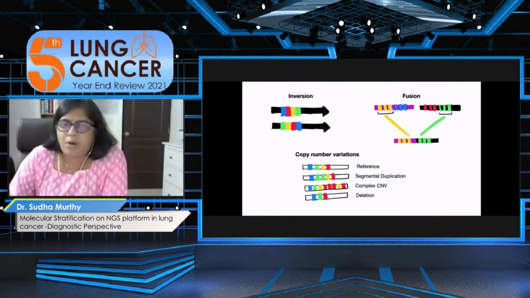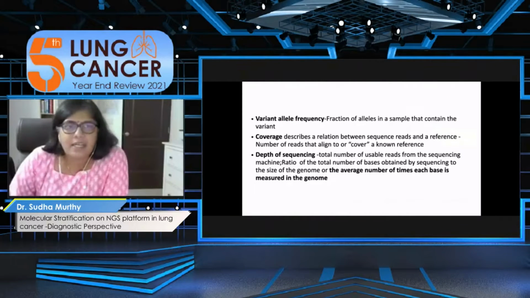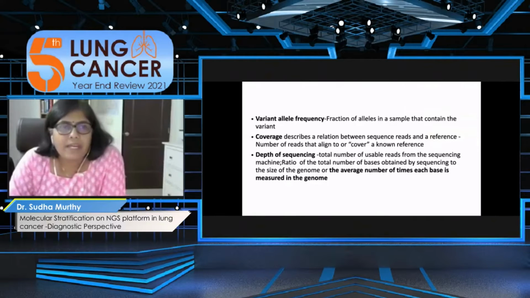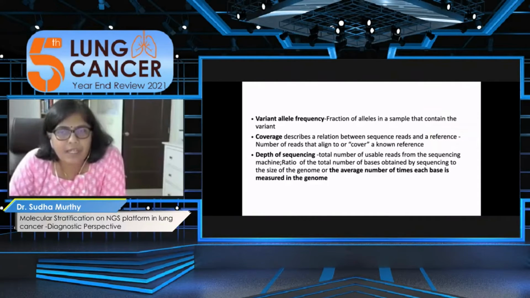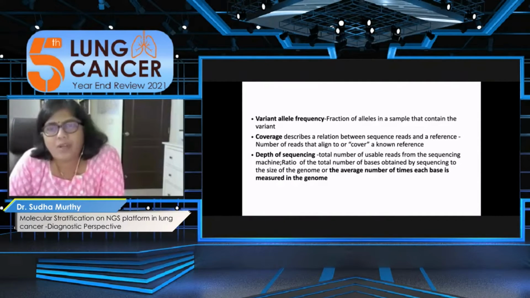We need not be bogged down by these terminologies, but as we understand this, it makes the job easier. Variant allele frequency is a fraction of alleles in a sample that contain the variant. Coverage describes a relation between the sequence reads and the reference genome. So these two aspects are very important before you decide, even if you are doing in-house, for validating your assays, or even if you are outsourcing, you need to know what is the coverage and the depth of sequencing.